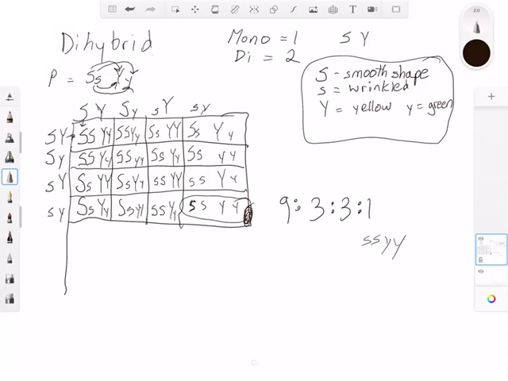And this is just the potential. It's all a ratio, and every single one of these boxes is a potential outcome. It's not guaranteed that you're going to have 9 kids that come out to be smooth and yellow. So that's just the difference between monohybrid and dihybrid. I hope that helped you guys.